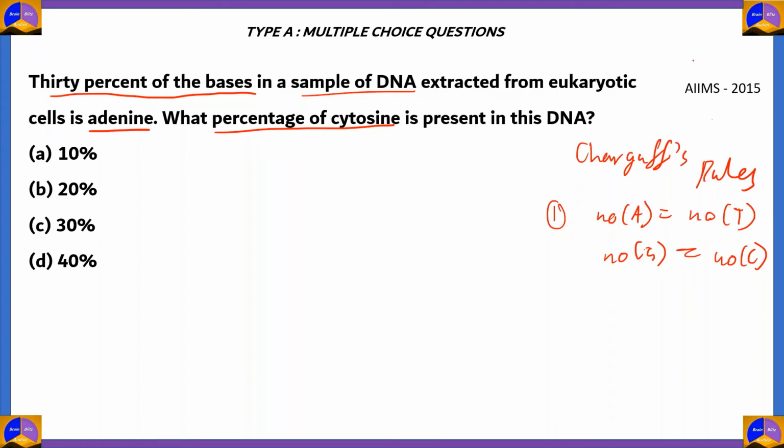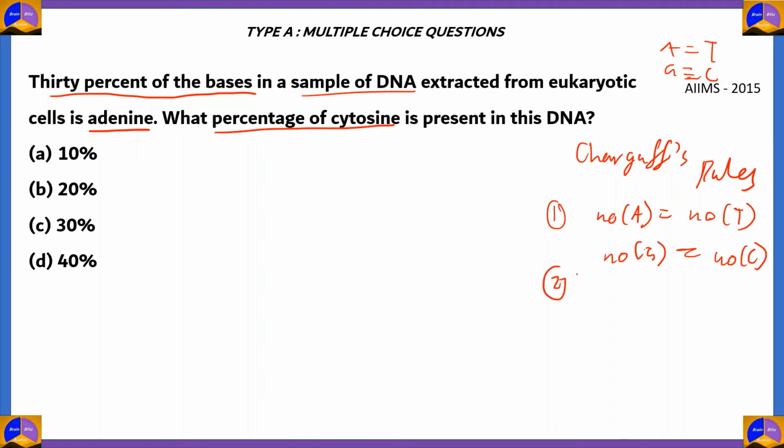Because A is bonded with T always and G is bonded with C always, if you know the number of A's, then you must also know the number of T's in the complementary strand. And if you know the number of G's in one strand, you will know the exact number of C's in the other strand. So their number would always be the same.